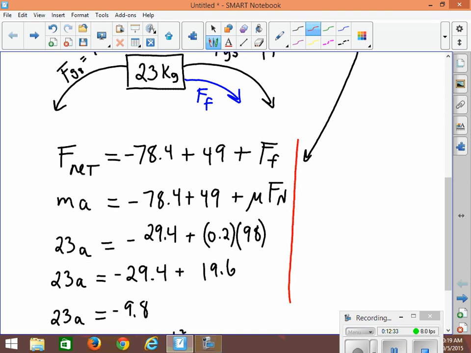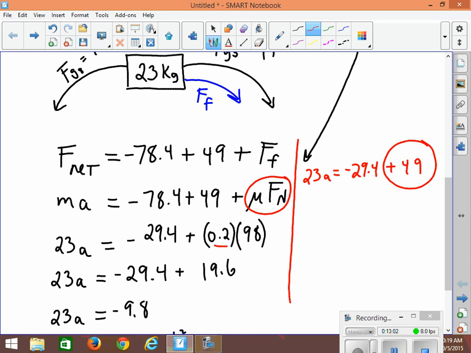How would it change? Well, if it was 0.5, this number would change right here. So we would have 23a, we would have negative 29.4, but then 0.5 times 98 is 49. So we would have plus 49. Now remember, this last number right here represents the force of friction. So I'm going to put a circle around it.